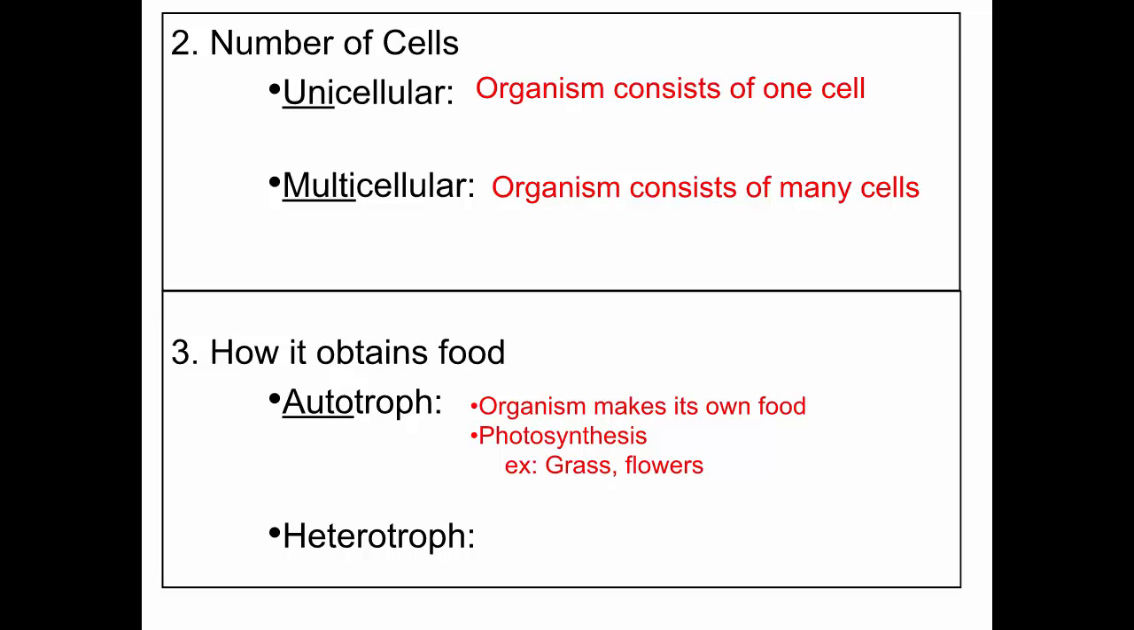Other organisms are heterotrophs. How do they obtain energy? By food, by eating other things. They cannot make their own food. They have to eat other organisms in order to obtain energy.